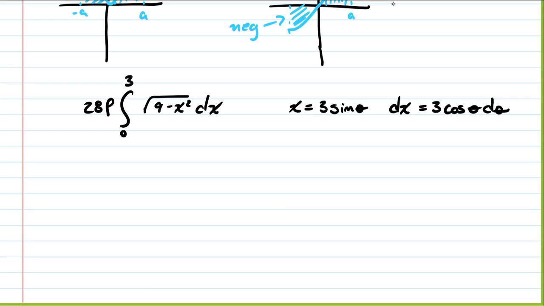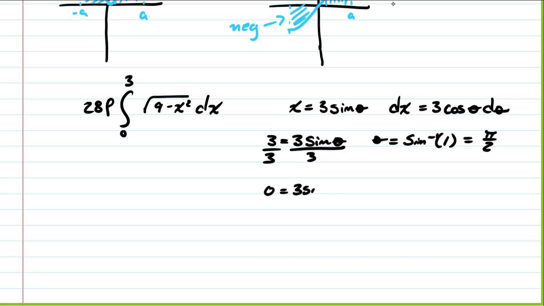Then, getting our new limits of integration: 3 equals 3 sine theta, divide by 3. So theta is equal to the inverse sine of 1, which is pi over 2. And our next one is 0. So 0 equals 3 sine theta, divide by 3, so theta is the inverse sine of 0, which is 0.